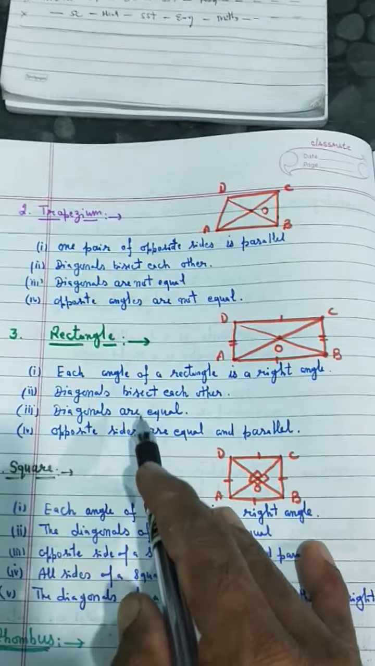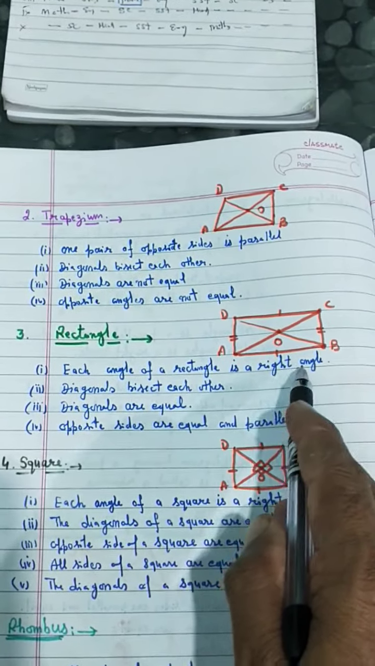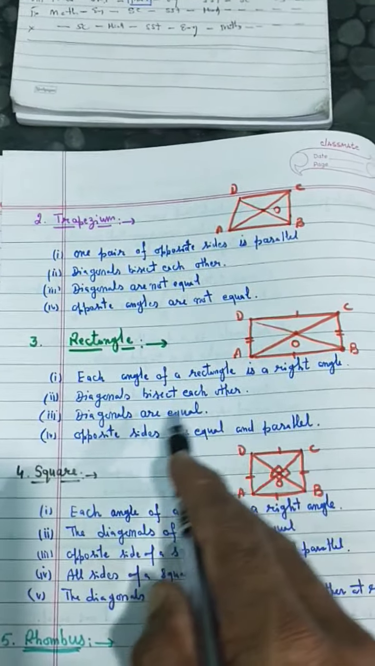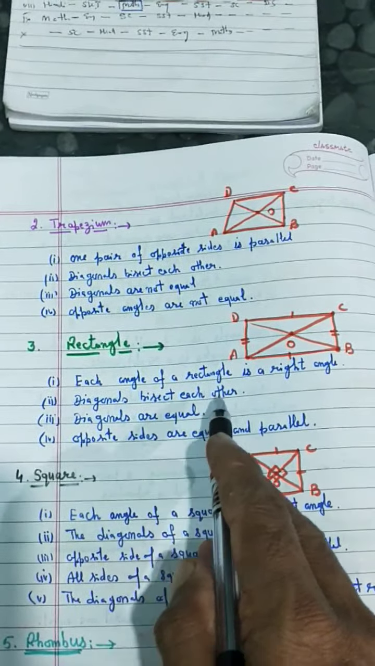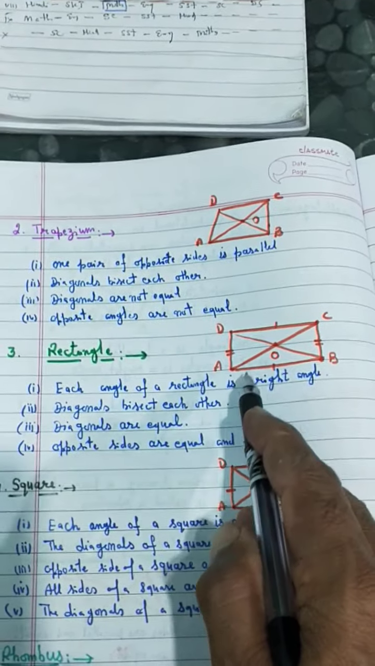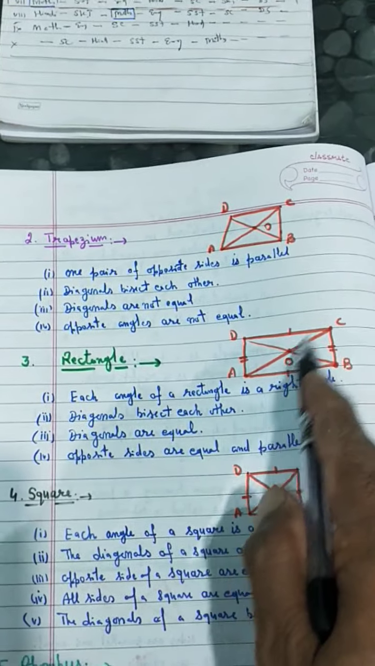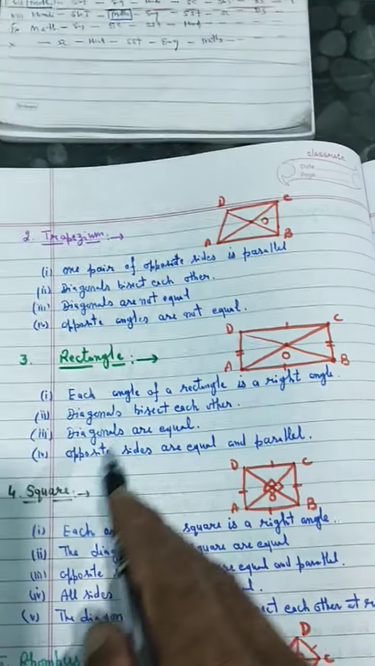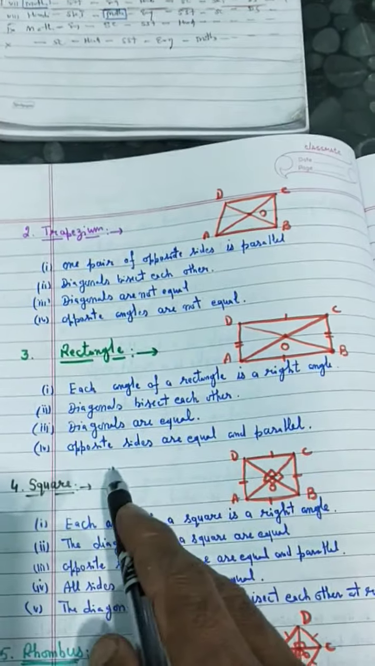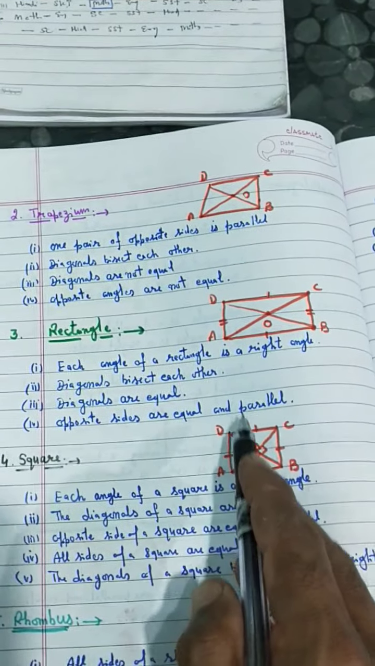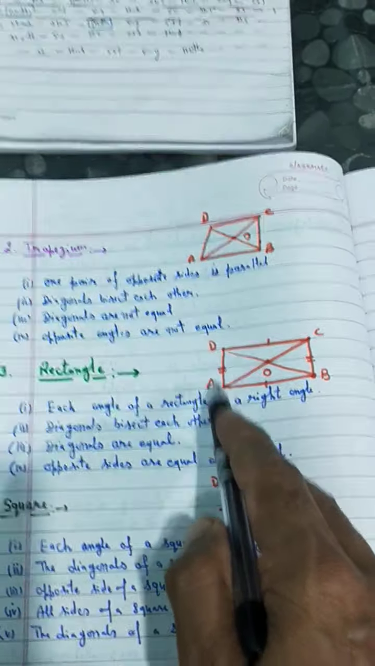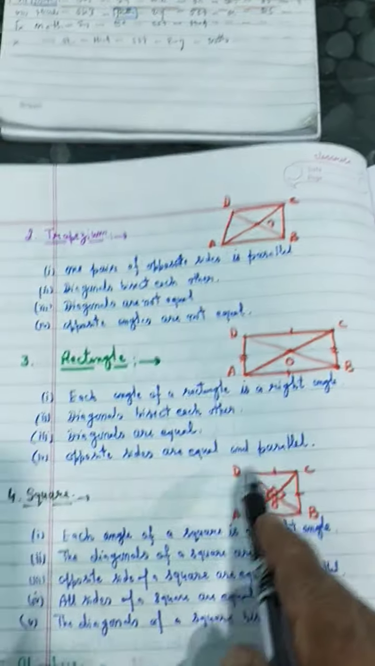In a rectangle, each angle is a right angle. Angle A, angle B, angle C, angle D, all are 90. In a rectangle, diagonals bisect each other. It means AO is equal to OC and BO is equal to OD. Diagonals are equal. AC is equal to BD. Opposite sides are equal and parallel. AB is equal to CD and AB parallel to CD. AD is equal to BC and AD parallel to BC.